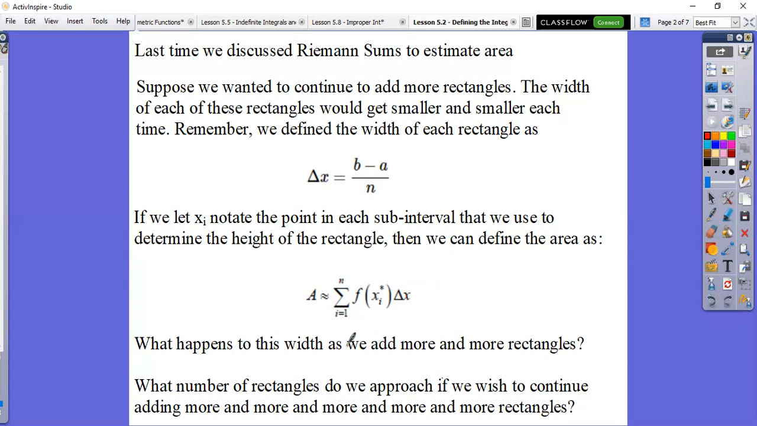So the idea is, what happens to the width as we add more and more rectangles? Well, the width is going to get smaller and smaller, but what's going to happen if we add more and more rectangles? Well, as we add more and more rectangles, it's going to get closer and closer to an actual evaluation of the area. So right here, if I were to add in a whole bunch of little rectangles underneath this curve, so let's say that this is the x-axis down here, as I add in more and more rectangles, my answer is going to get more and more accurate. So in general, if I could take this expression right here and write a limit as n approaches infinity, then it should give me the actual area underneath the curve.